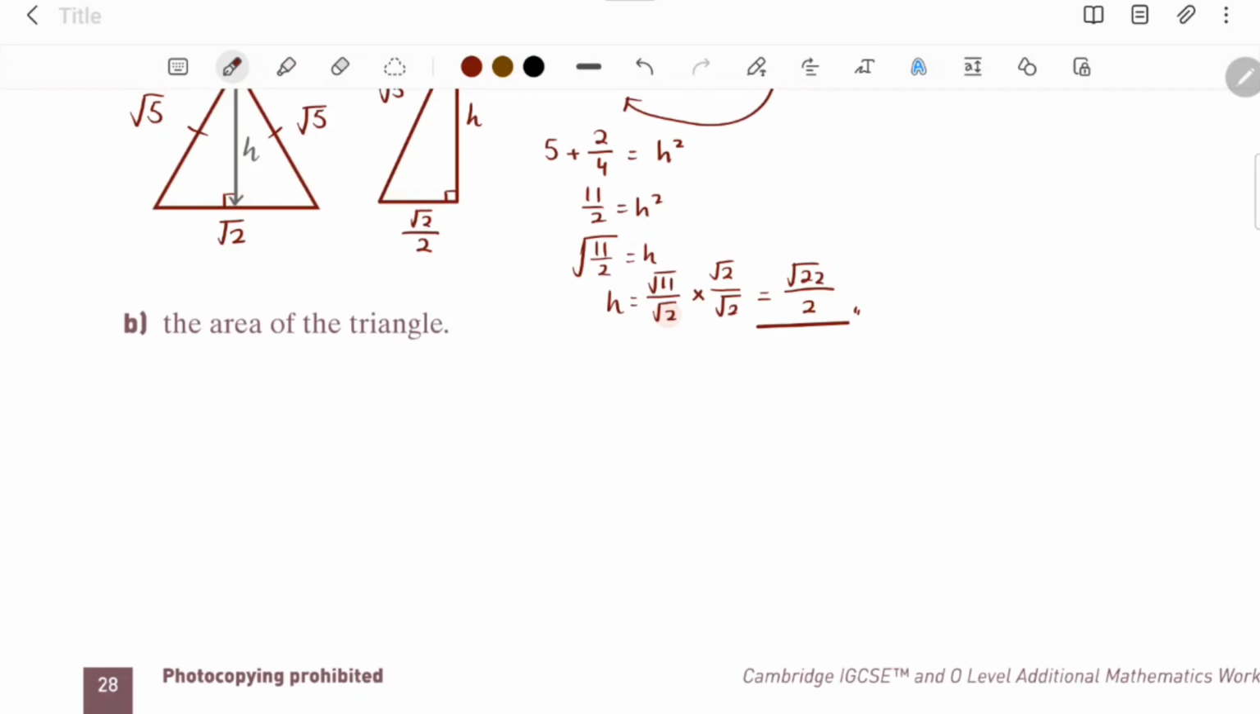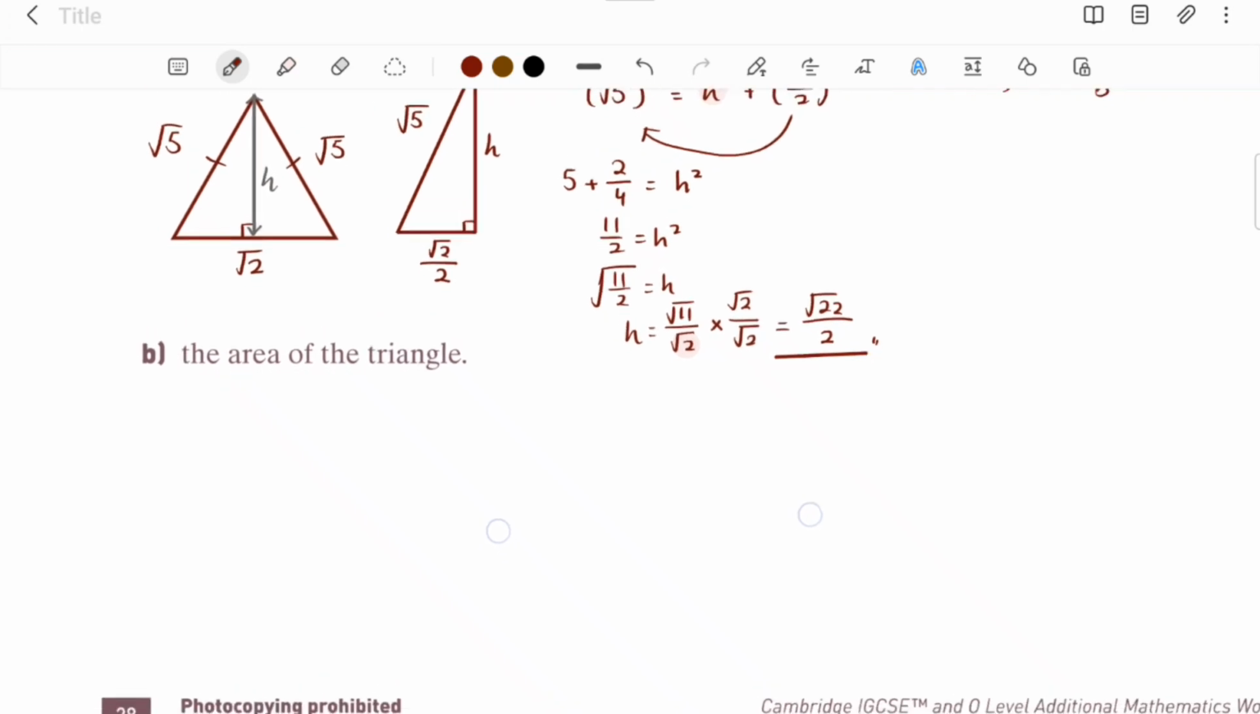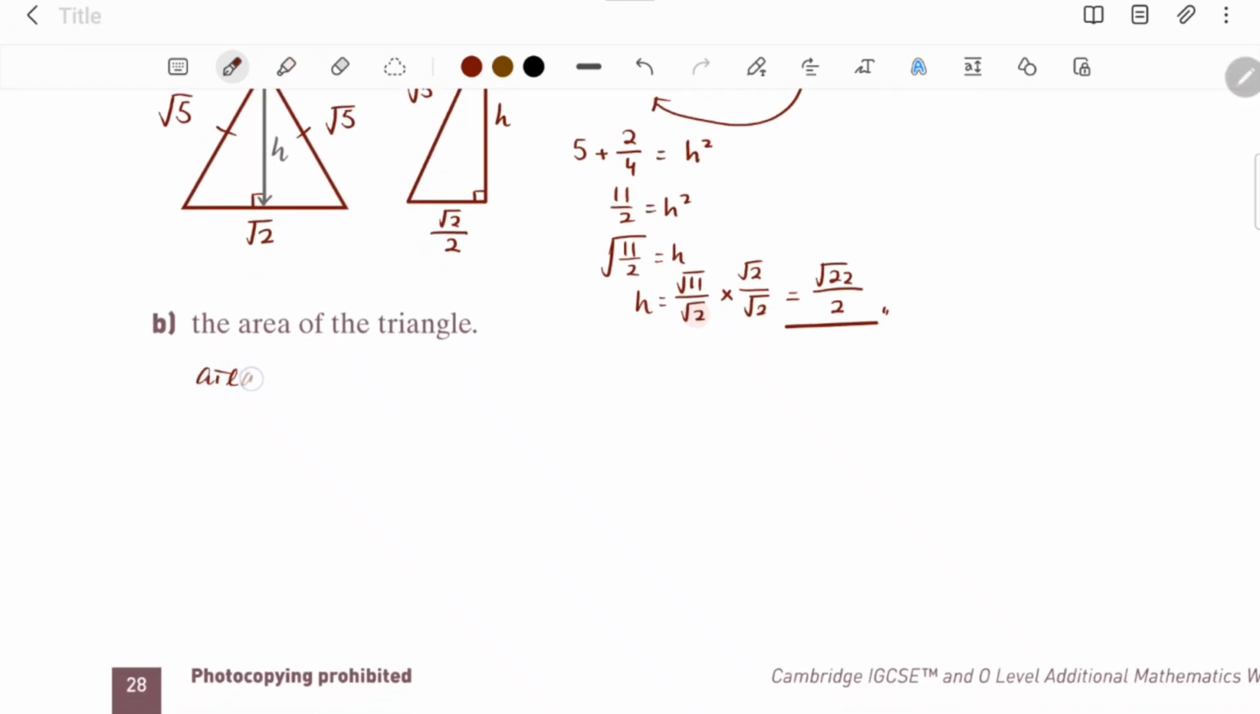Okay, this should be your last question. They ask you to find the area of the triangle. The area of a triangle is always 1 over 2 multiply with base multiply with height. The base here should be surd 2. So 1 over 2 multiply with surd 2. The height is here, so surd 22 over 2.